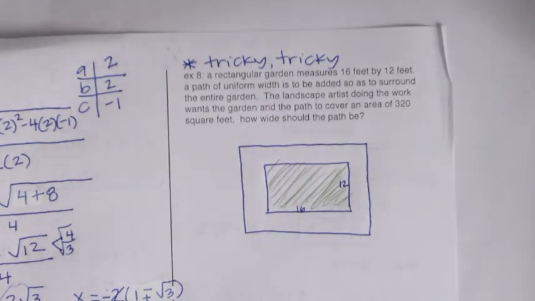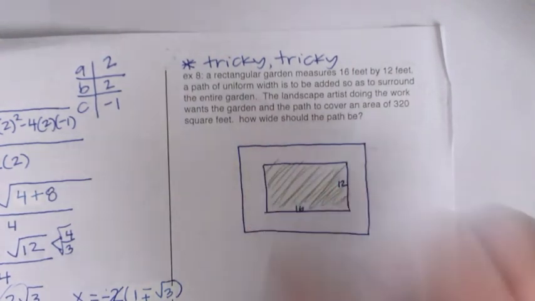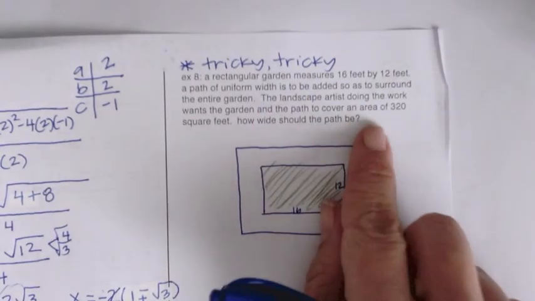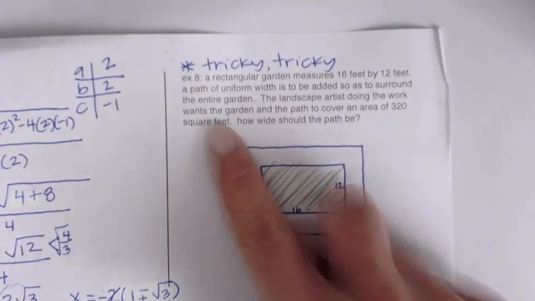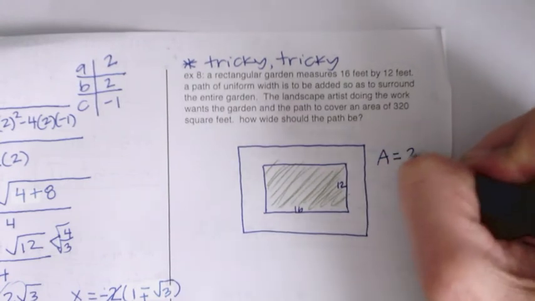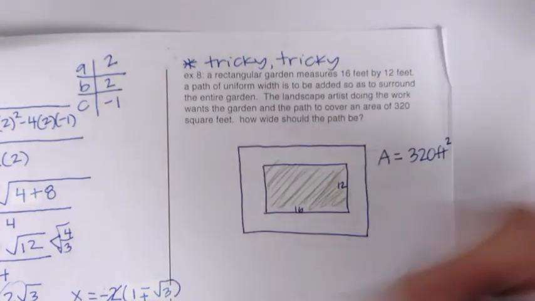Whoever's making this garden wants to add a nice little path all the way around it to surround the entire garden. The artist doing the work wants the garden and the path to cover 320 square feet. So I know it's area because it says area, but because it's square feet, that makes it area as well. So 320 feet squared is what he has to work with for the whole thing.